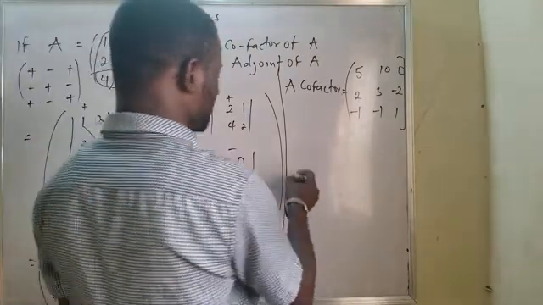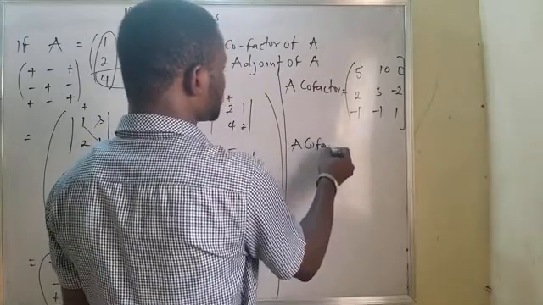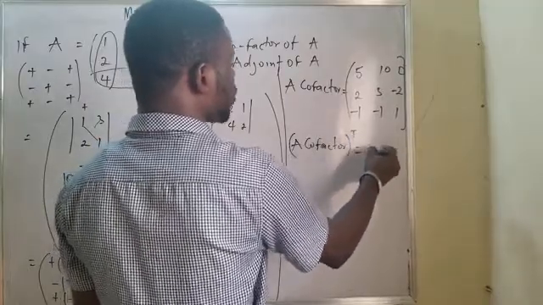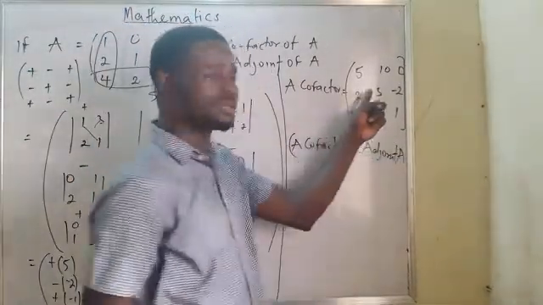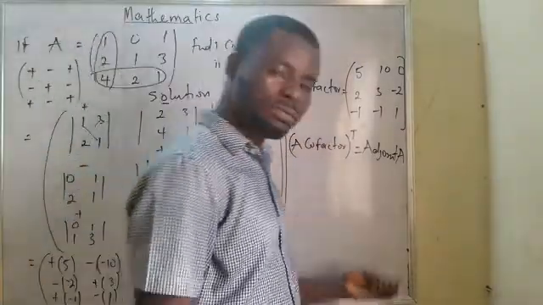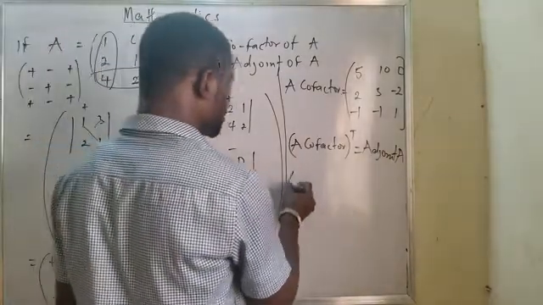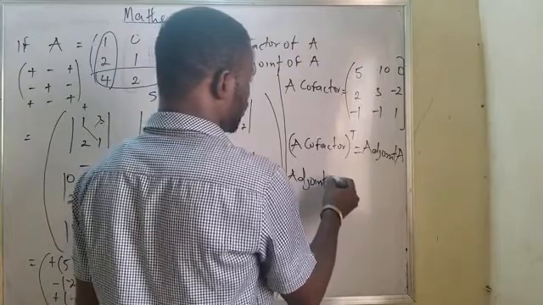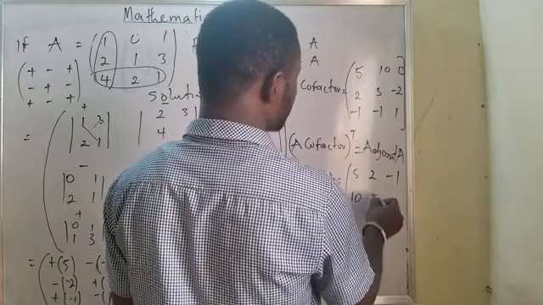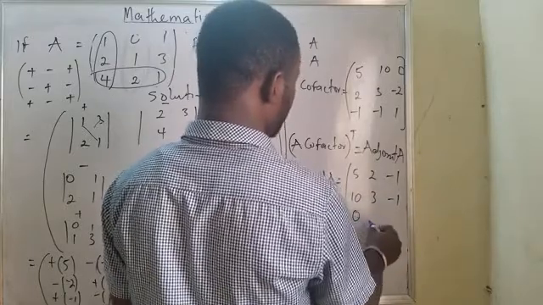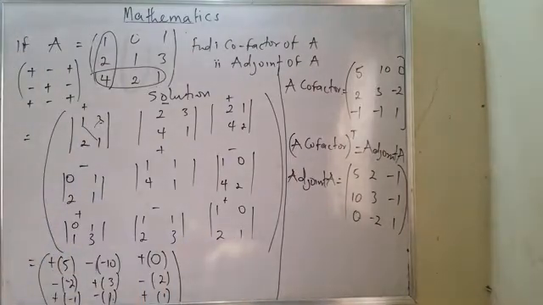Now, adjoint. If I transpose the cofactor like this, it becomes a what? Adjoint of A. Now, if I transpose this particular matrix, what I just got from my cofactor, that generates my what? My adjoint. It means my adjoint of A will be equal to 5, 2, minus 1, 10, 3, minus 1, 0, minus 2, and 1. That is all about that. Can you see? It's very, very simple. That is what I'm trying to work towards. Note that when you transpose your cofactor, we generate a what?